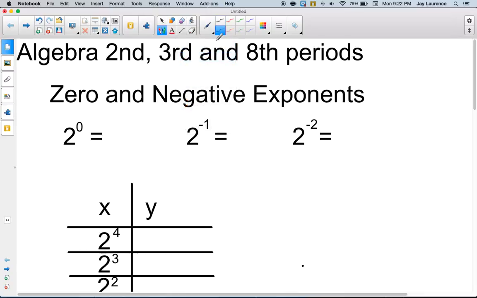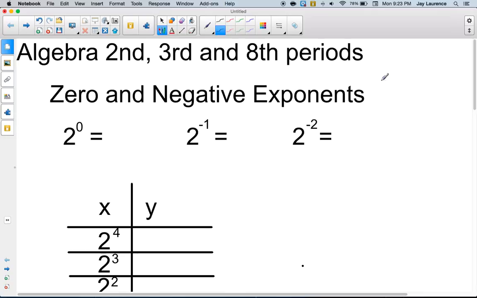All right, here we go. So the title is Zero and Negative Exponents. And just to begin with, I would like you to make a prediction for what you think 2 to the 0 power is. You shouldn't have any calculators out. 2 to the negative first power and 2 to the negative second. And just write your prediction down.